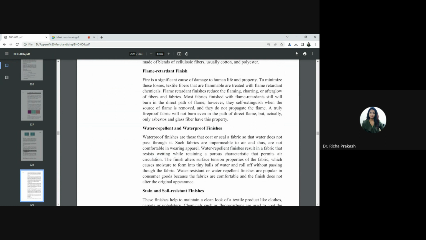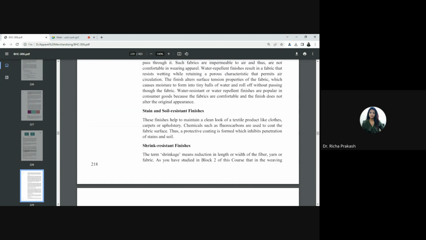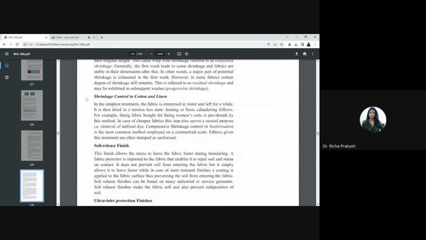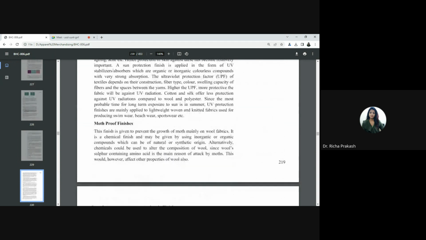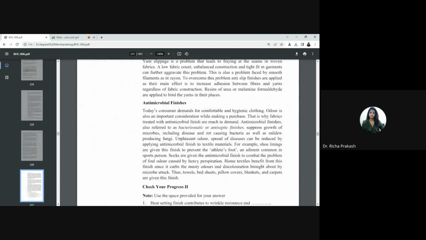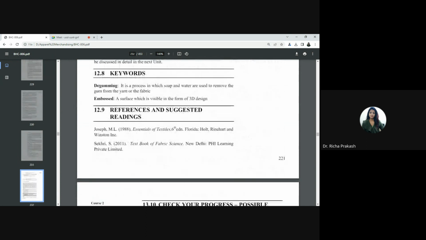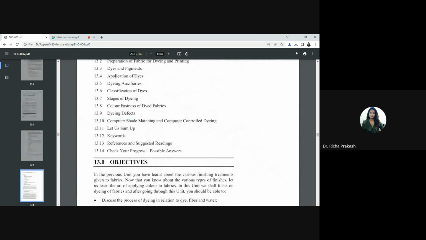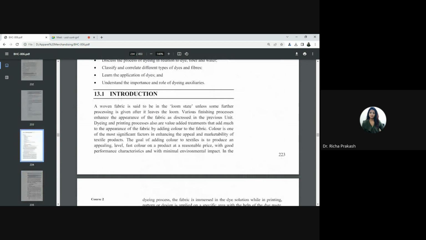So in water repellent what happens, the surface is porous, so it does help in the breathability. It will absorb the moisture, but the water won't come inside. But in waterproof what happens, it won't even pass through the surface. Same way, we have stain or soil resistant finishes, shrink resistant finishes, ultraviolet, moth proof, anti-static finishes, anti-slip, antimicrobial. All these different types of finishes are there. Read it on your own, not very difficult, I would say.